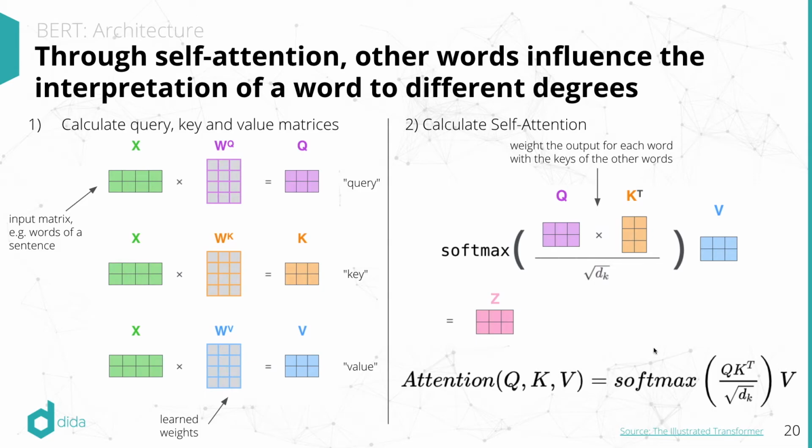So words can influence the meaning of other words by using this query key value technique, and this is exactly what we call context awareness. And in BERT, self-attention is applied multiple times sequentially on the outputs of a previous self-attention layer, and this allows even more complex relations to be learned than just relations between two words.